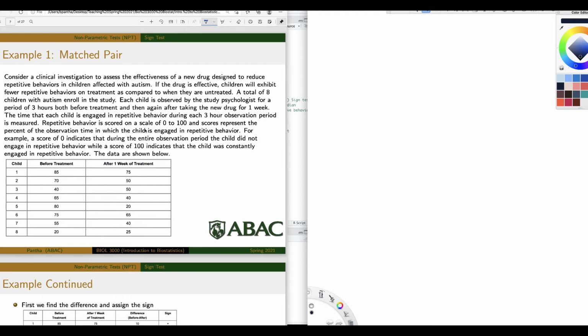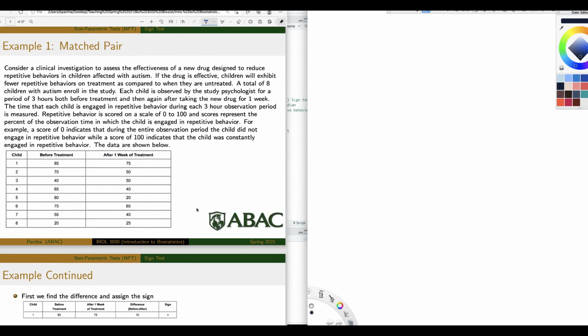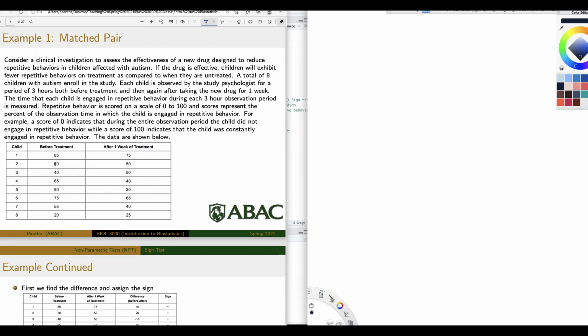Repetitive behavior is scored on a scale of 0 to 100, and scores represent the percent of the observation time in which the child is engaged in repetitive behavior. For example, a score of 0 indicates that during the entire observation period the child did not engage in repetitive behavior, while a score of 100 indicates that the child was constantly engaged in repetitive behavior. The data are shown below. Okay, so these are the before treatment.